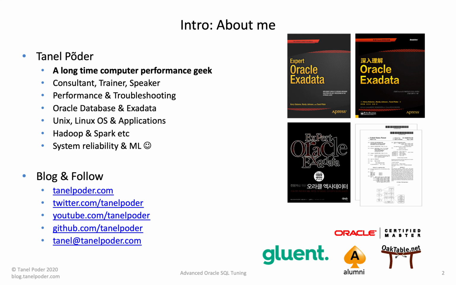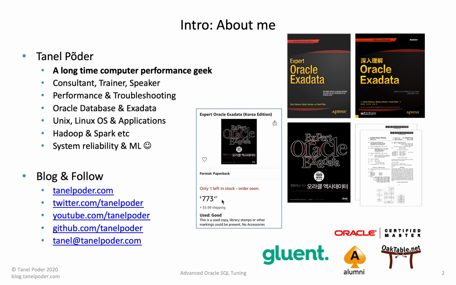So this is about me. I've already talked about it, so I'll skip that. Actually, if you attended my last hacking session, then right before that, I found that somebody was selling the Korean language version of the Expert Oracle Exadata book for $700, plus shipping, on Amazon. So it just made me feel even more important.